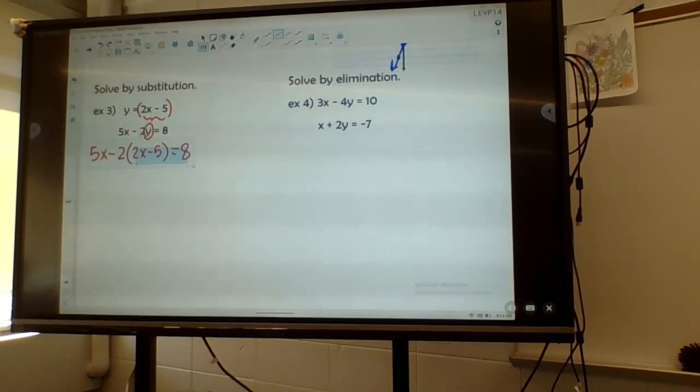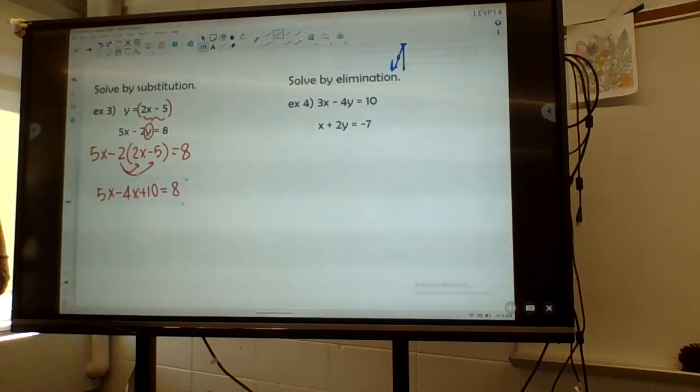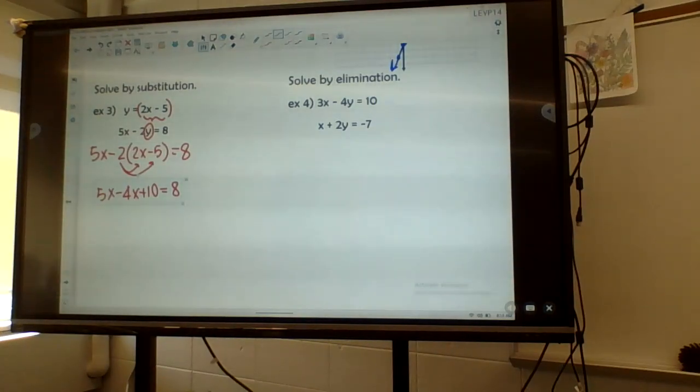Okay. So we're going to distribute. So I distributed that -2 in. Careful that -2 times a -5 becomes a +10.